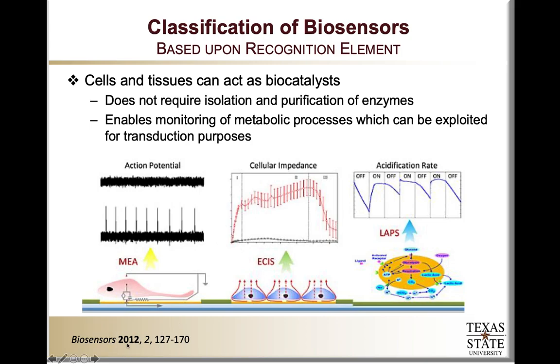I recommend that you go and look at this paper that summarizes a couple of the different techniques that are utilized for biosensing utilizing live cells.